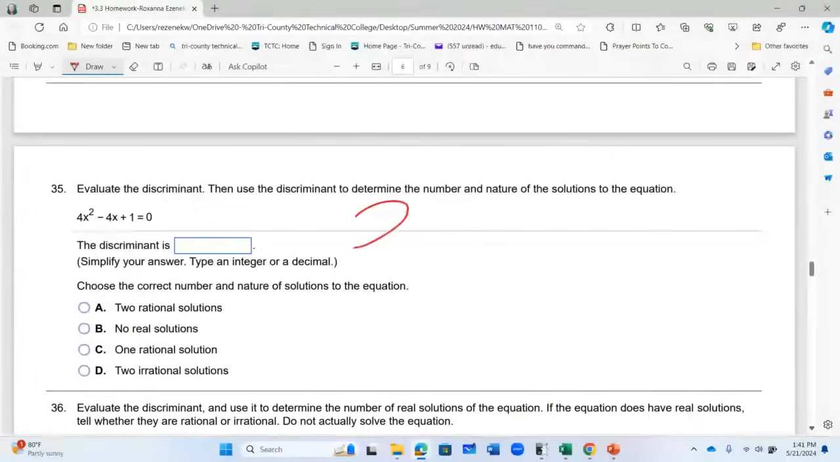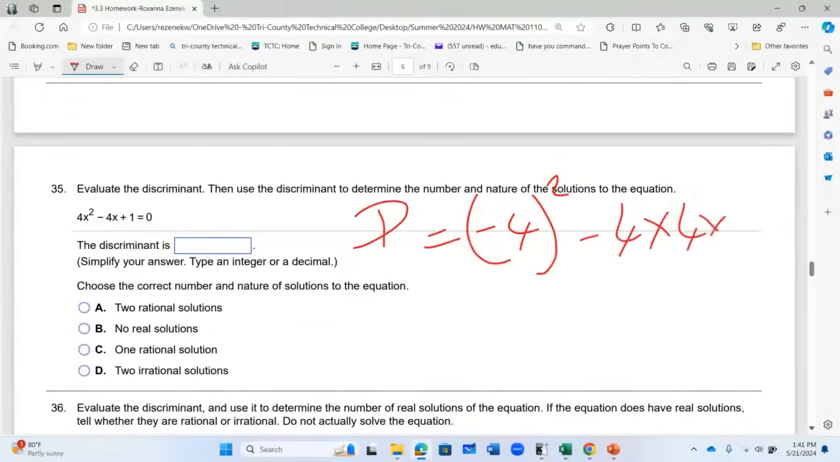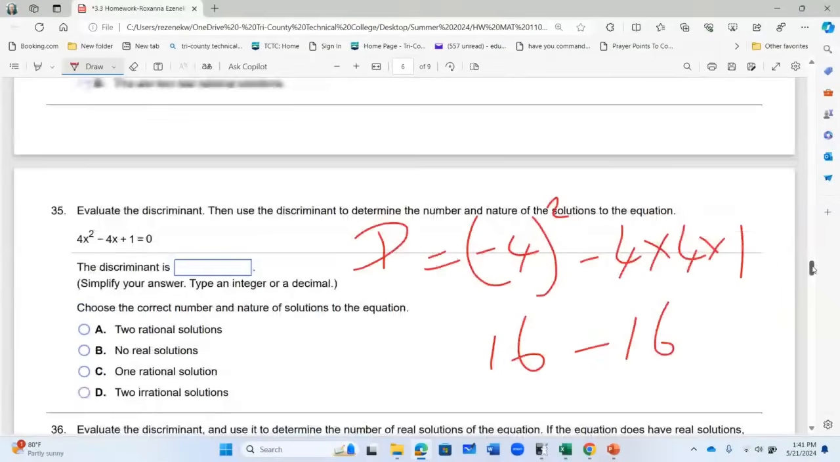So in this particular one, we have b squared, so negative 4 squared minus 4ac, and 4 times c. Negative 4 squared is 16. 16 minus 16 is 0 again. Wow, one real solution or one rational solution. All right, so the discriminant in number 35 is 0. I don't want you to think that it's going to be 0 all the time. So let's find the one that's not 0.